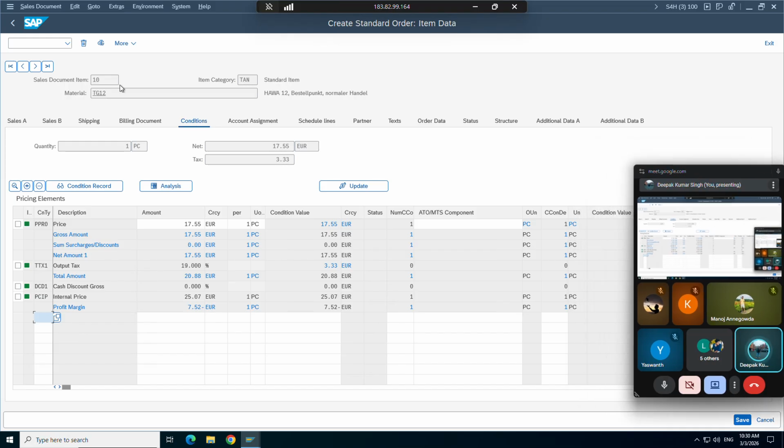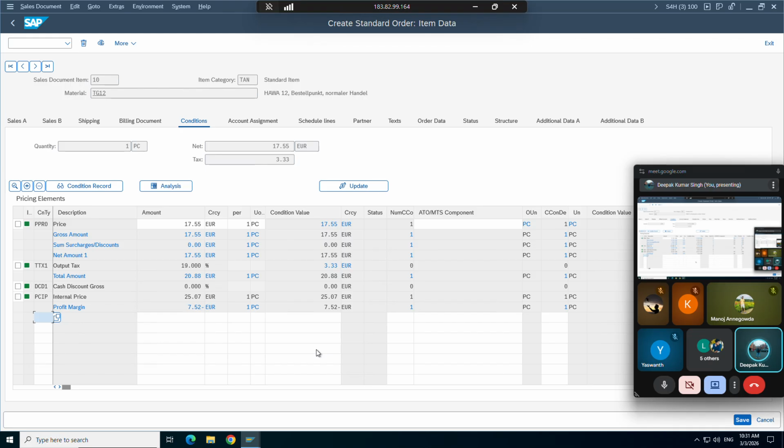Okay, so this is what we call item level pricing. Generally, pricing happens at two places. I don't know whether I told you earlier on. So pricing happens at two places, one at a header level and one at an item level. So what kind of pricing will be at header level?